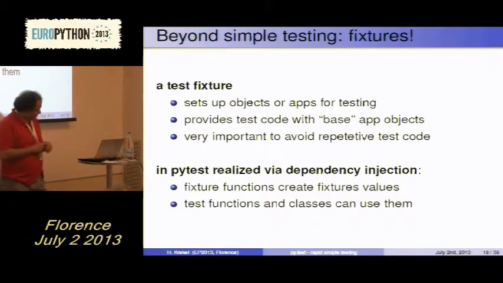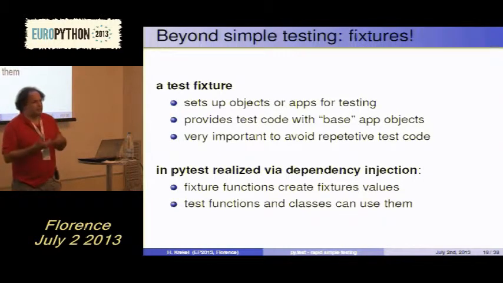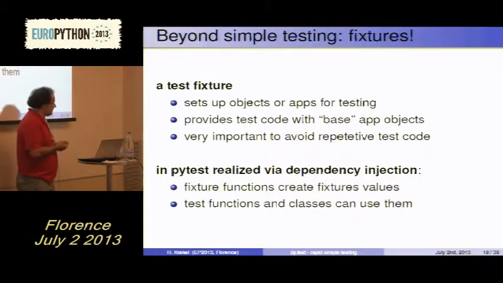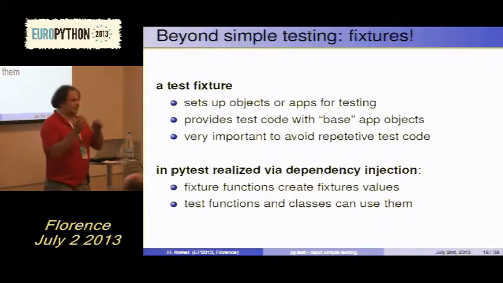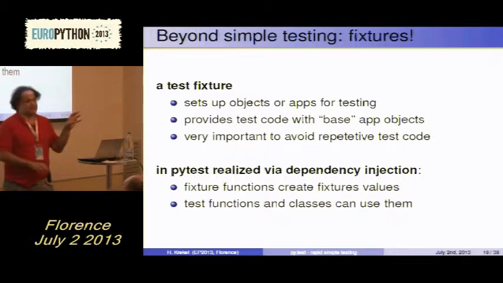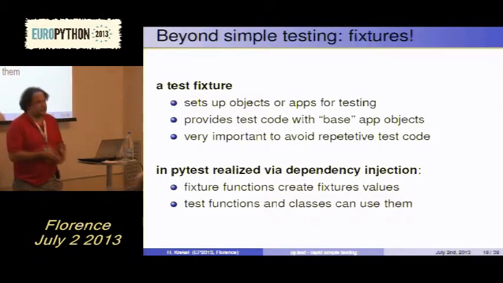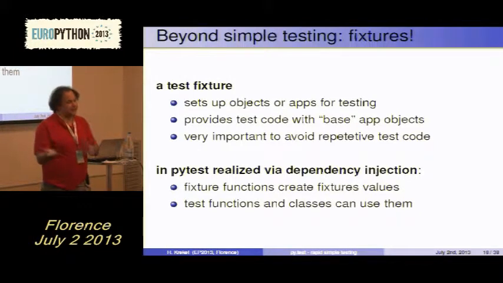So a test fixture in pytest is responsible for setting up objects before you run your tests. And basically it provides a test function or multiple test functions with pre-configured objects from your application. And it is very important to have this factored into some place so that you can reuse this kind of setup for multiple tests, like your database creation with some initialized tables and so on. And in pytest, this is actually done by having test functions accept argument values that basically are the fixtures that this test needs.